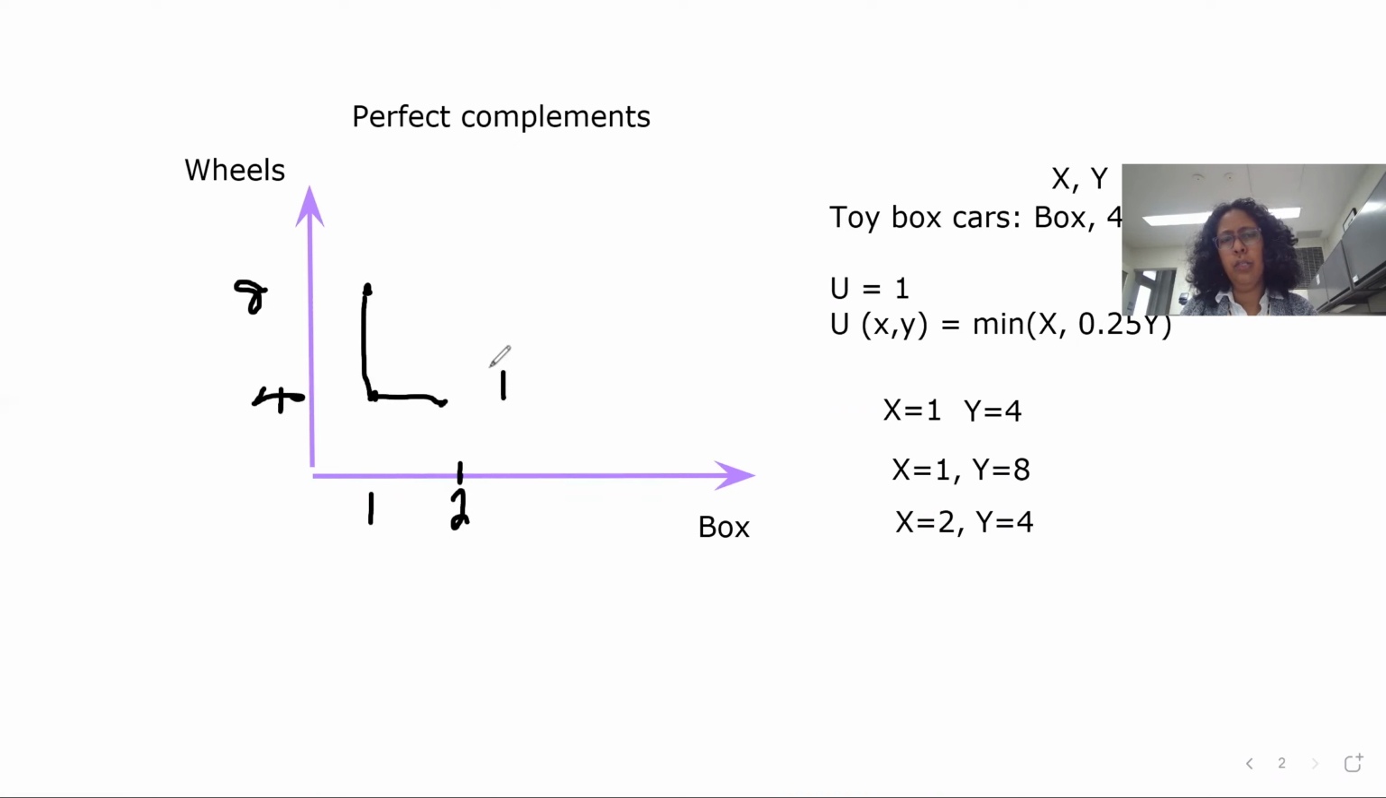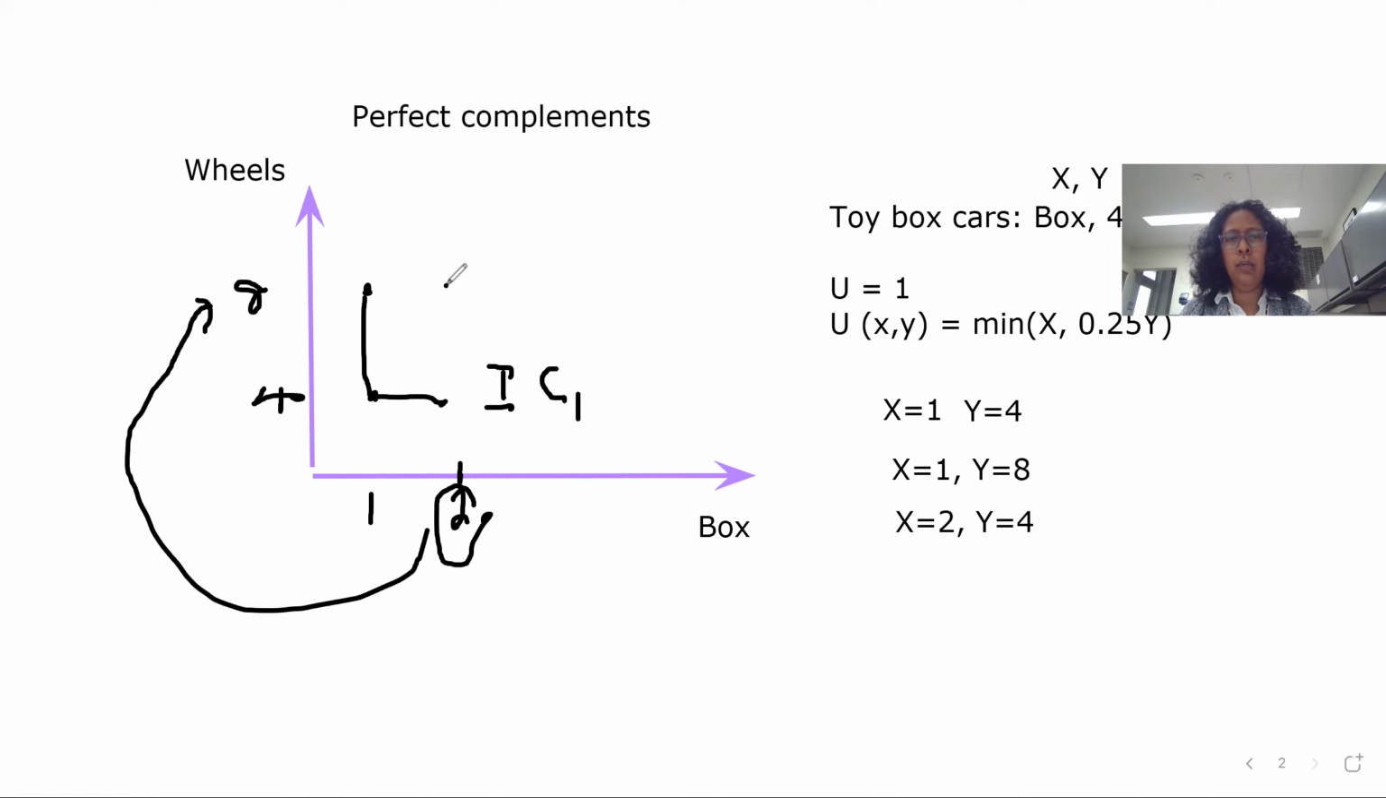And so I'm going to call this indifference curve 1. It looks like an L, for Linda. I always like to make those notes. How do I get on a higher utility curve or indifference curve? Say I need at least 2 boxes to be matched with 8 wheels. It's going to be the same story. Once I have 2 boxes, it doesn't matter how many more wheels I have. I can't make any more of these toy box cars.